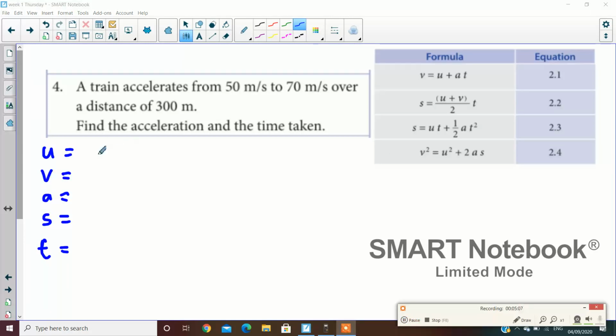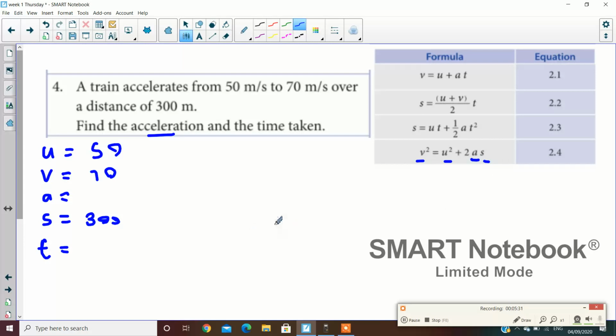So what we have is a 50, a 70, a 300. You can find the T first, then find the A. I'll just do it in order, all right? So if you can, just do whichever one comes first. So I go for A here. Because I'm looking for A and I have V, U, and S, I'm going to choose the fourth equation. Somebody else may have found T first and then did it that way.